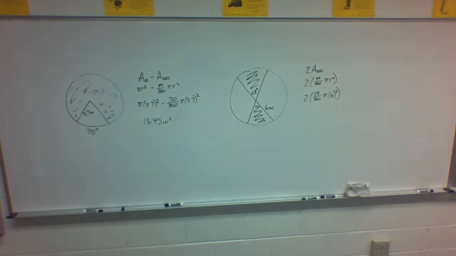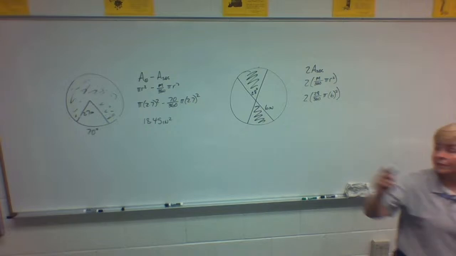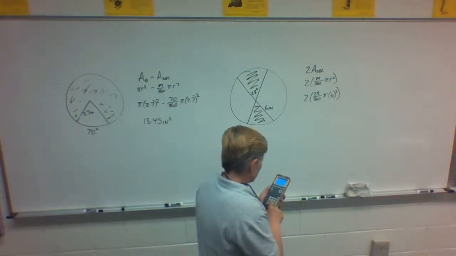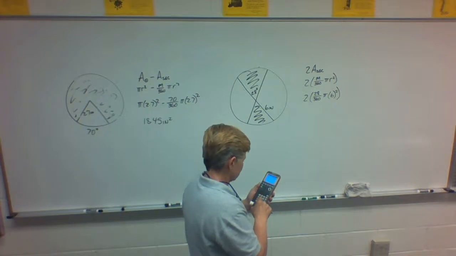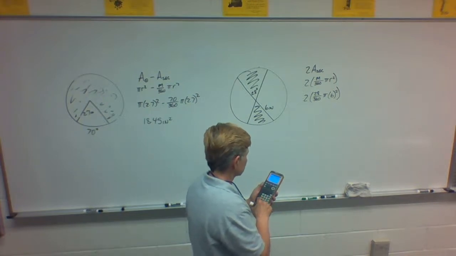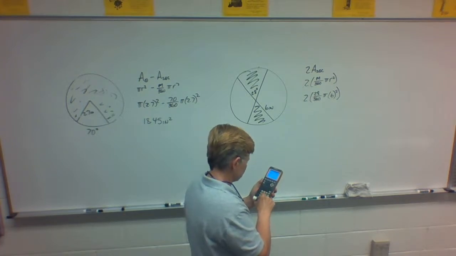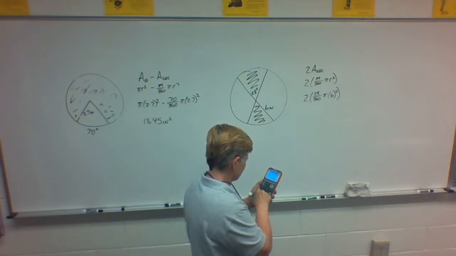This is number 12, right? Yes, this is number 12 because number 11 is like unto that one. Okay. Cool. So 2 parentheses 28 divided by 360 pi parentheses 6, close it, squared, close it.